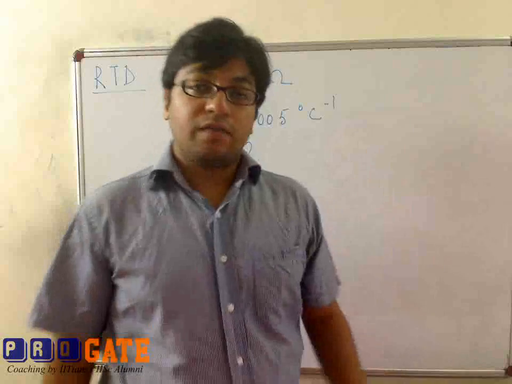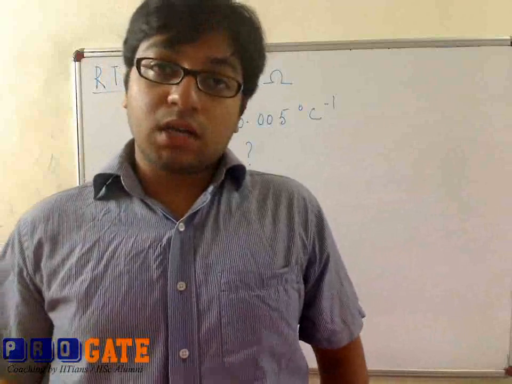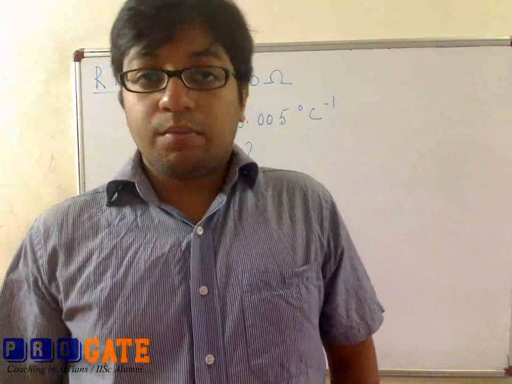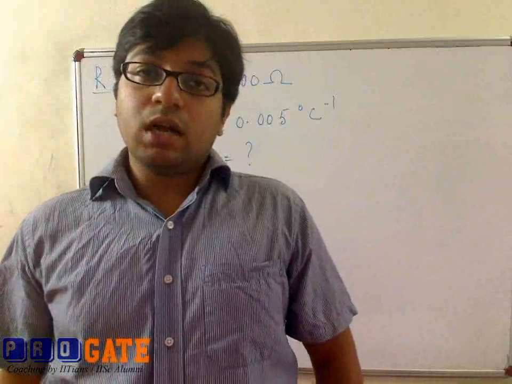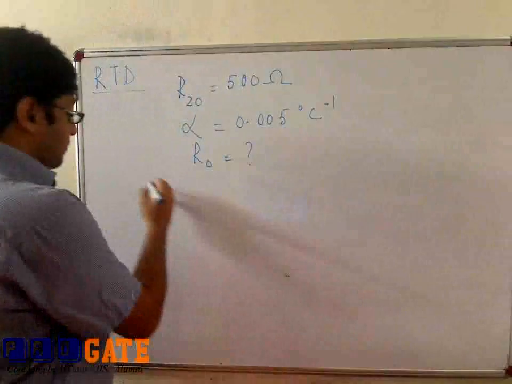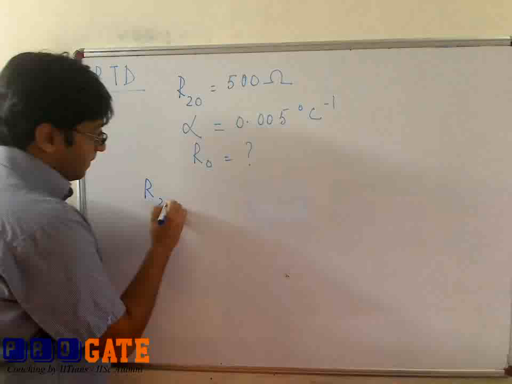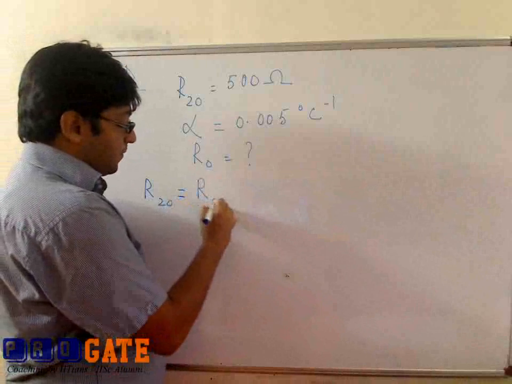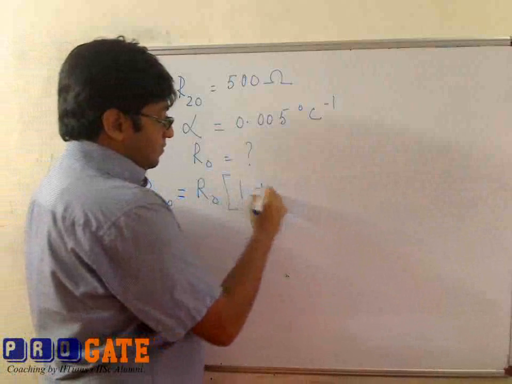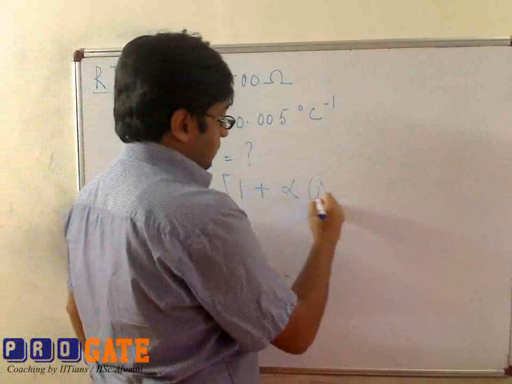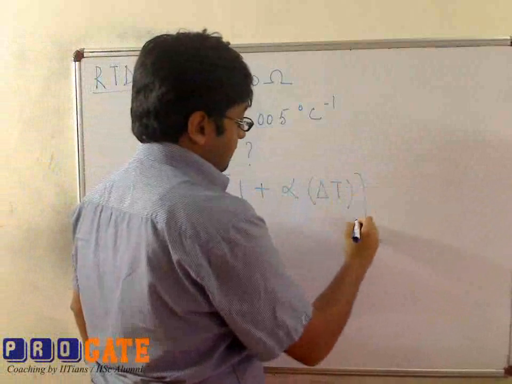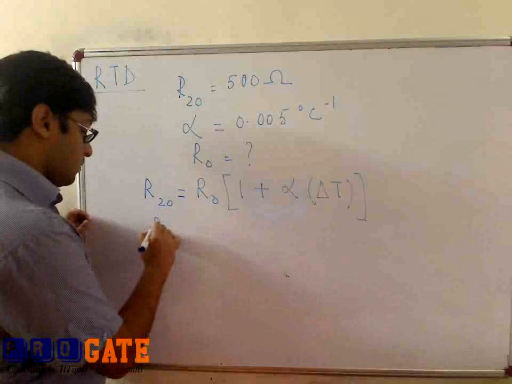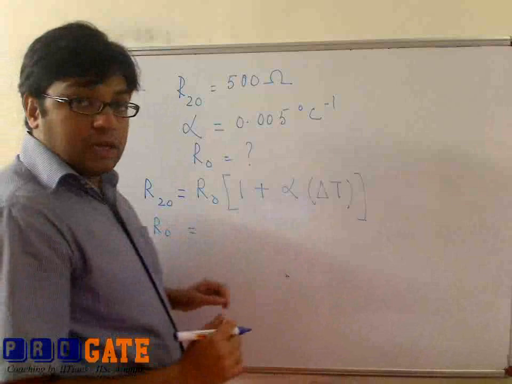Since the value of alpha is the only value that is given and beta is not given, we assume that there is a linear approximation to the relationship between resistance and temperature. Therefore, we may write R20 is equal to this, or arranging this to obtain R0.